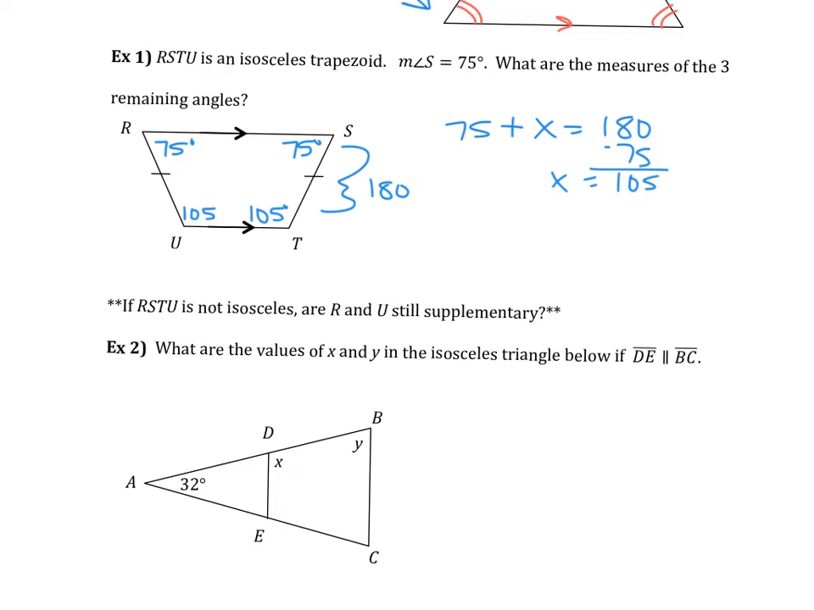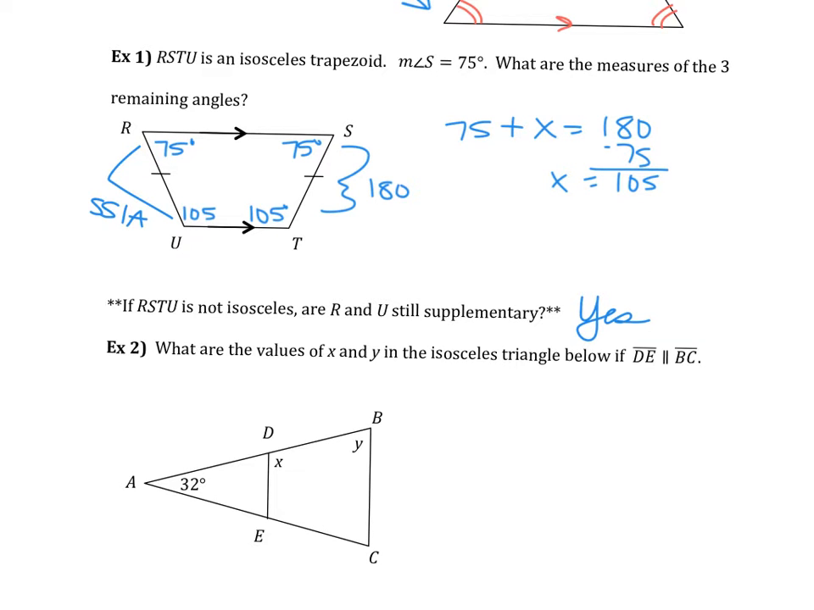Oh, quick asterisk here. If RSTU wasn't isosceles, would R and U or S and T still add up to 180? Yes. Why? Because of the transversal. Right. You have parallel lines, right? With that transversal, those are same side interiors. So regardless of isosceles or not, these are still going to be same side interior angles. So the answer to that is yes. You will always have the two angles that touch different bases, okay? Those will always be supplementary, okay?